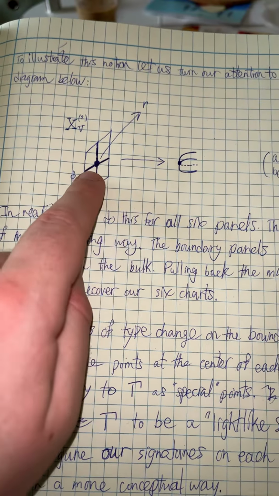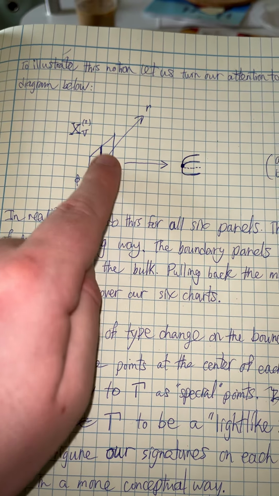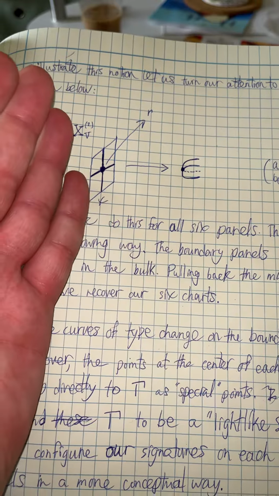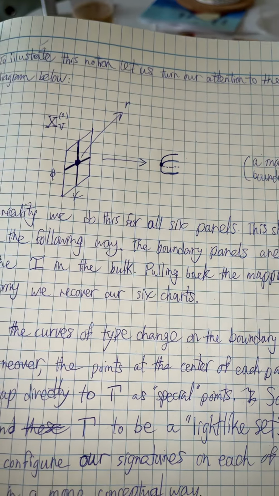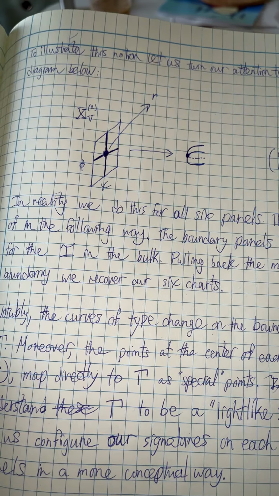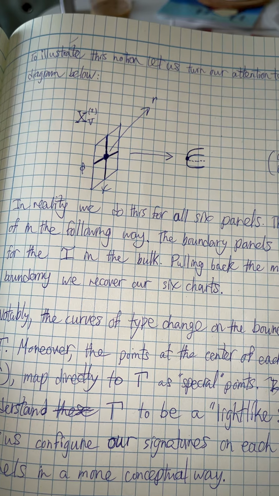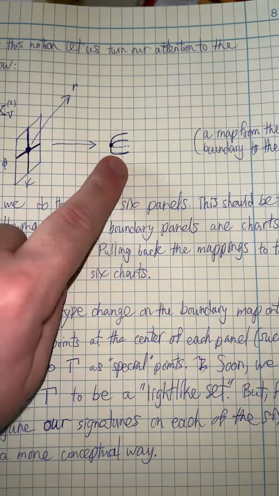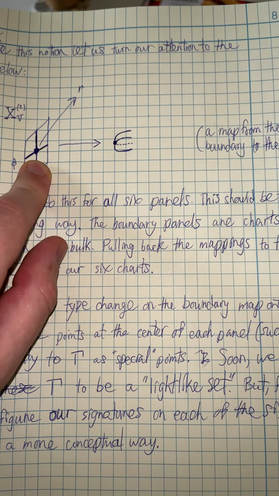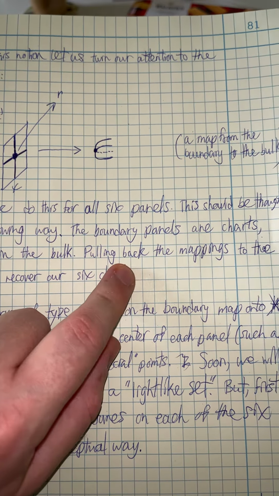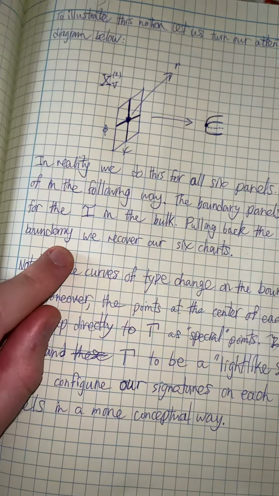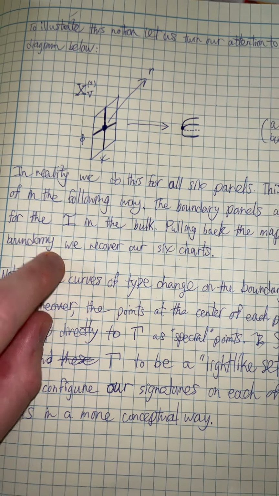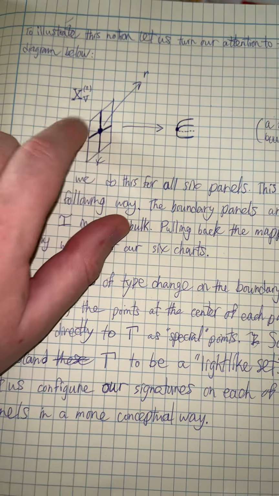So essentially, these curves of type change, bolded, essentially a map onto the bulk and onto the MathCal I, which we defined in the previous video. And we can also think about pulling this back via the inverse mapping to the boundary, we recover our 6 charts. So these are sort of like charts here.